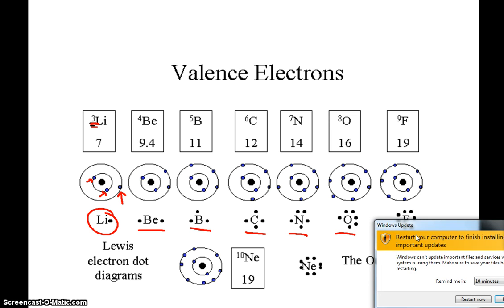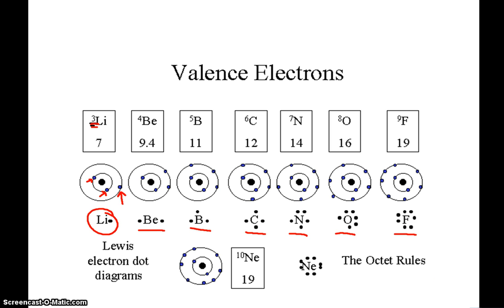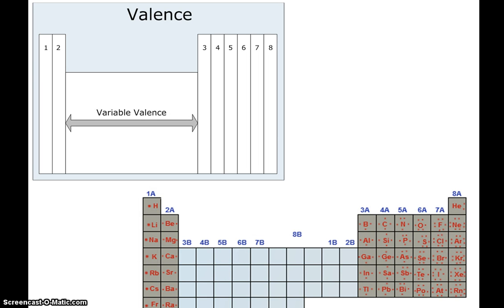And neon, one over, is part of what we call the noble gases, and it has its 8 electrons already, so it's stable. It has reached its octet, and that's what we mean when we talk about the octet rule. Atoms are going to try to get to a state where they have 8 electrons in their outer shell, unless it's the first shell.